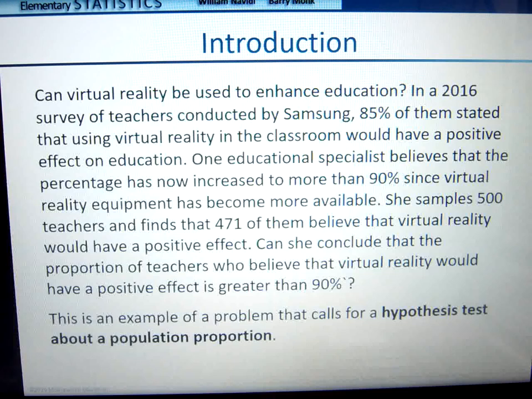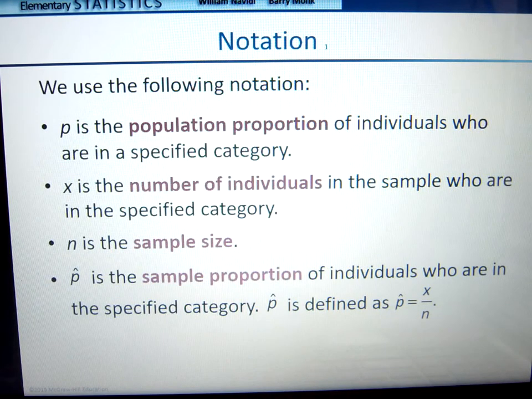So this is an example of a problem that calls for a hypothesis test about a population proportion. We're going to use the following notation. p is the population proportion of individuals who are specified in a category. x is the number of individuals in the sample who are specified in the category. n is the sample size, and p hat is the sample proportion of individuals who are in the specified category. p hat is defined as x divided by n, so the number of individuals in the sample divided by the sample size.